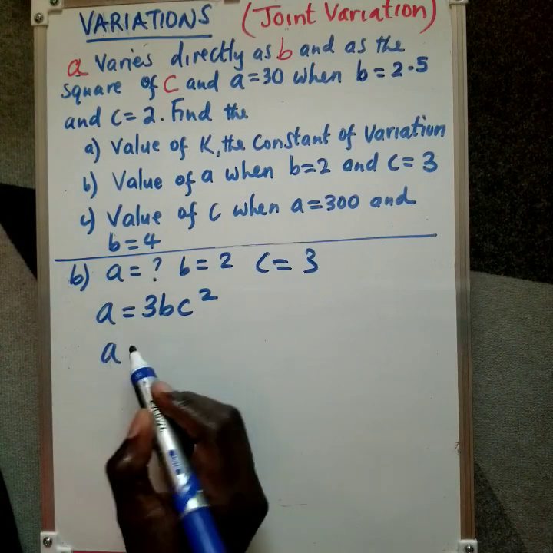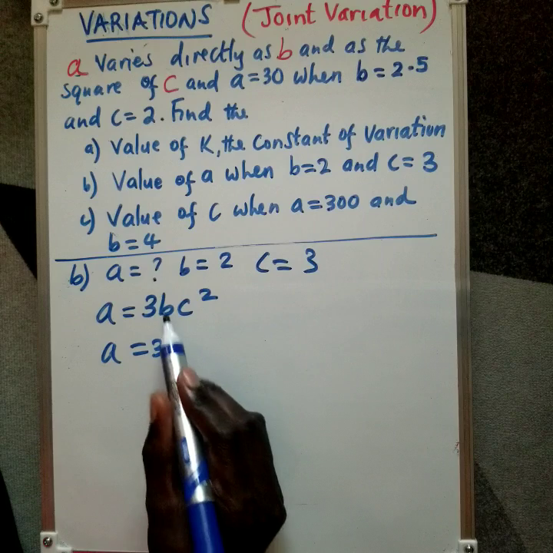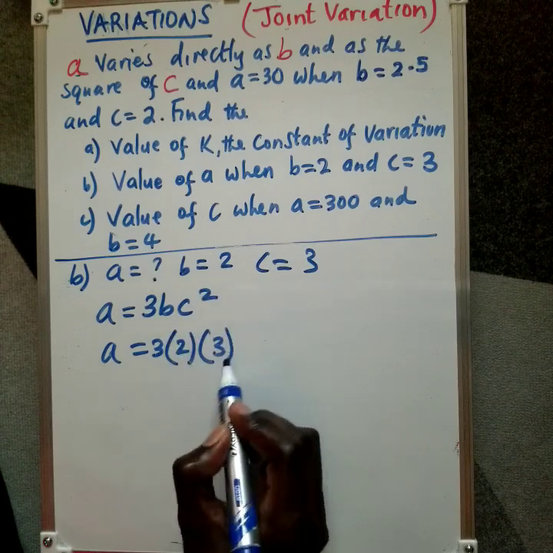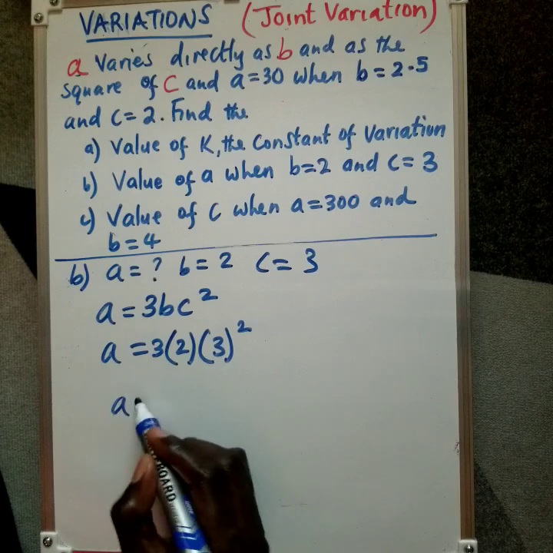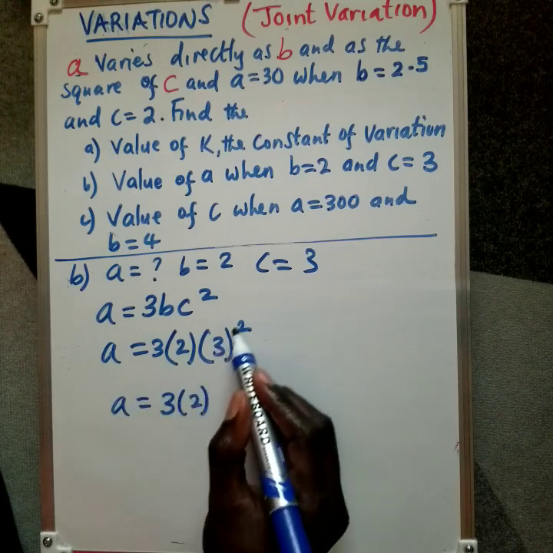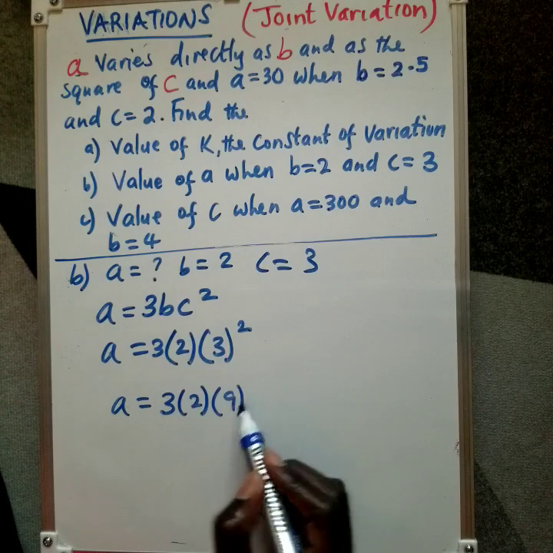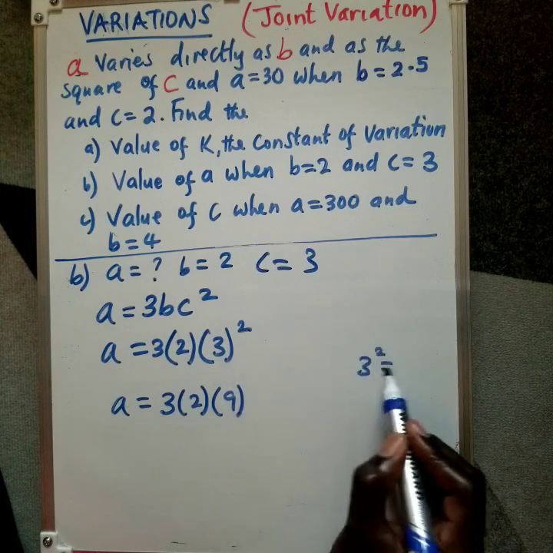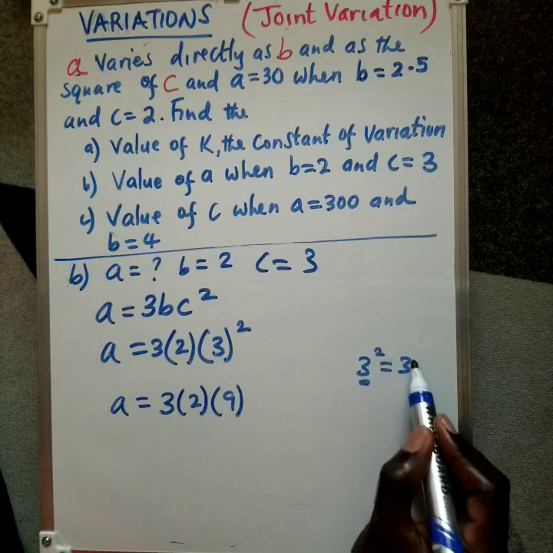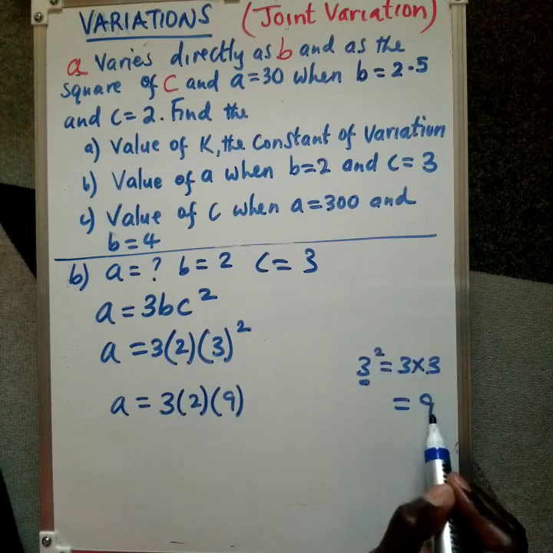So remember, A is equal to 3. What is my B there? It is a 2. And what is my C? It is 3, but raised to the power 2. Therefore, A will be equal to 3 multiplied by 2. What is 3 raised to the power 2? That is a 9. Remember, 3 raised to the power 2 means this number, the base, multiplied 2 times. So 3 times 3, and that will give you a 9.